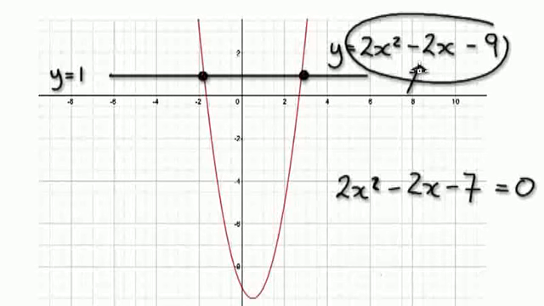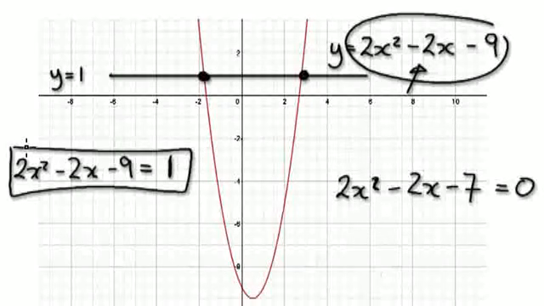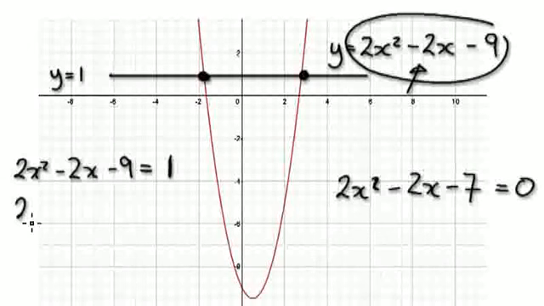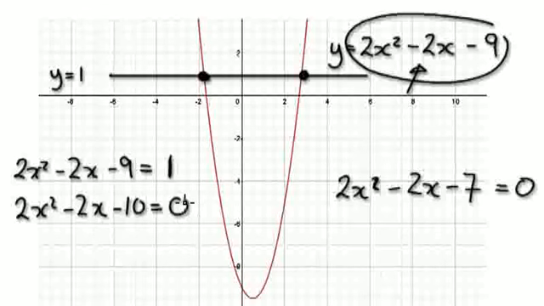Okay, so I'm going to rewrite this. This will be 2x squared minus 2x minus 9, and then with the horizontal line here, y equals 1, I'm going to do it like this. So we are here at the moment. Take away 1 from both sides. So this will be 2x squared minus 2x, and this will be minus 10. And remember, we are taking away 1 from both sides, so this will be 0.